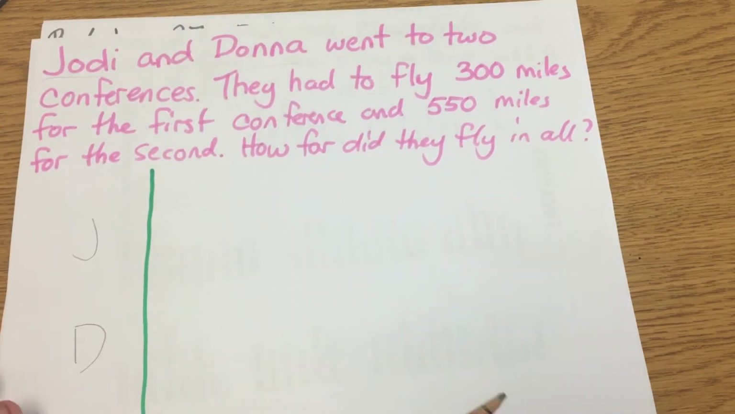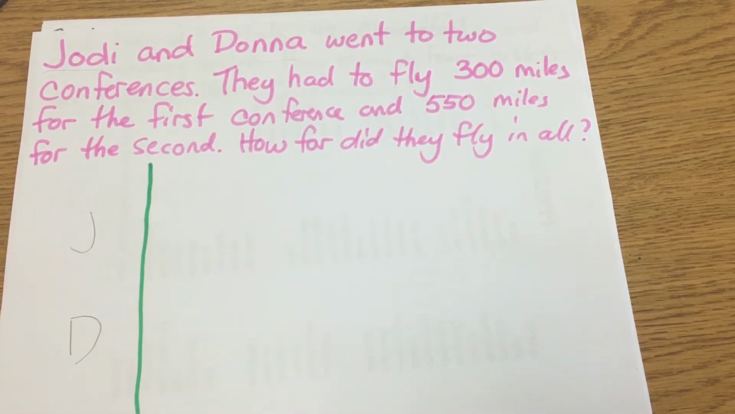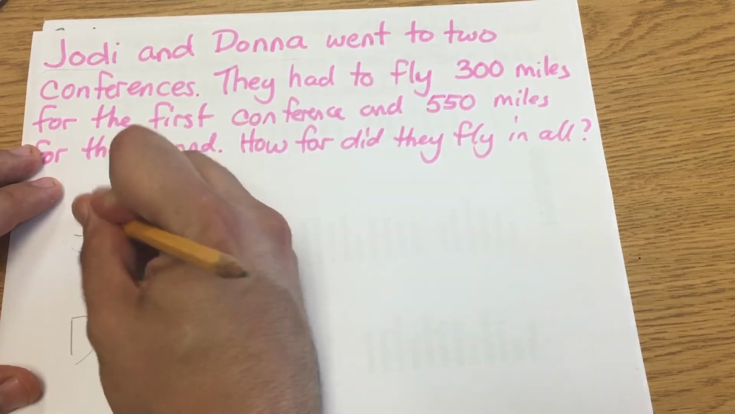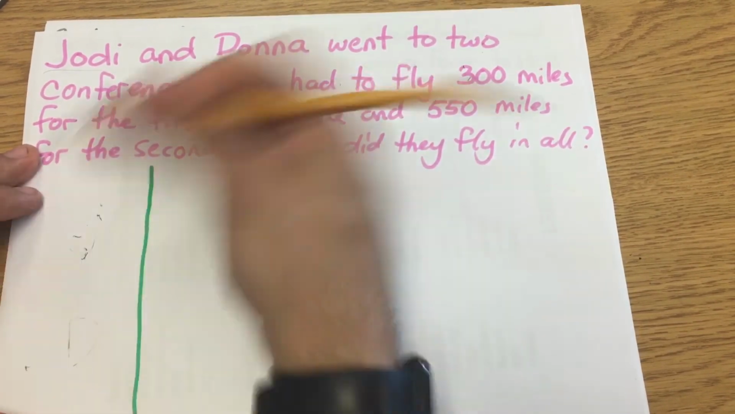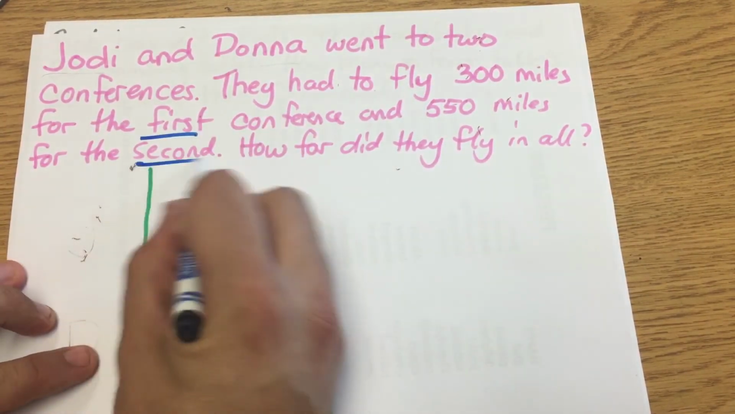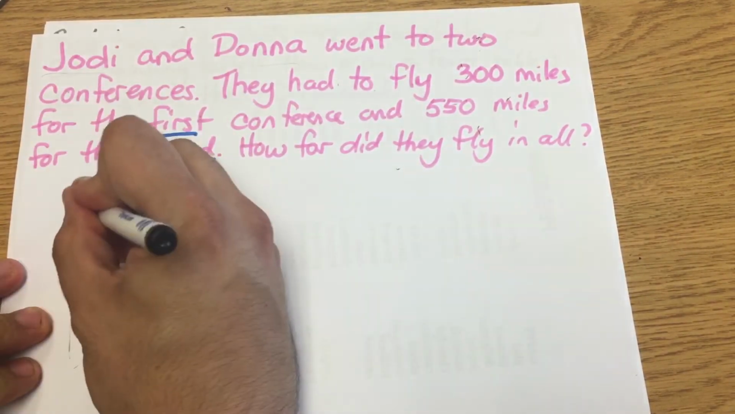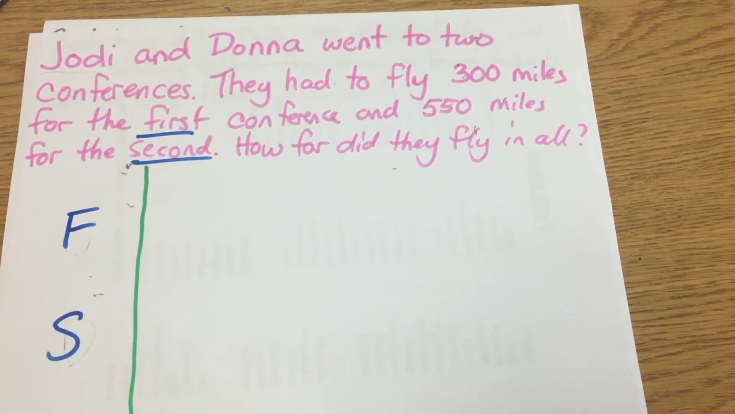But that's not correct. In this particular problem, we're not comparing how many Jody had and how far Donna had. Instead, we're looking at 2 different trips. So it's really important to know what it is that you're labeling. We had the first conference, and then we also had the second conference. So I'm just going to label these maybe first and second. You can label them 1 and 2, whatever you want here.